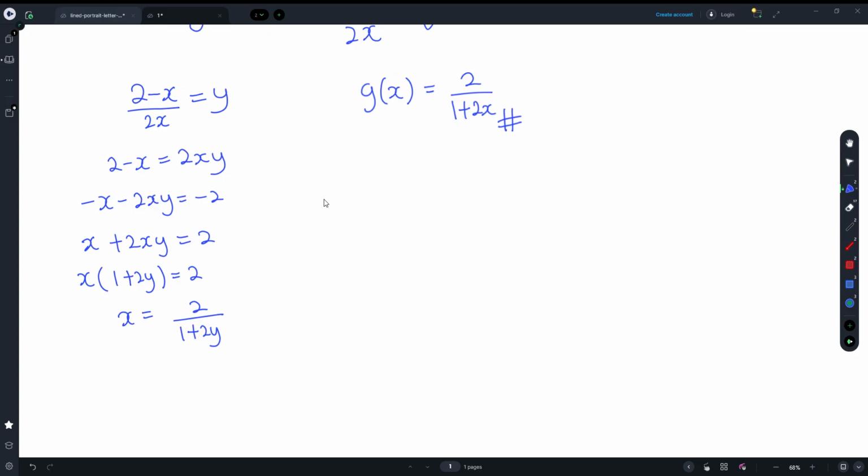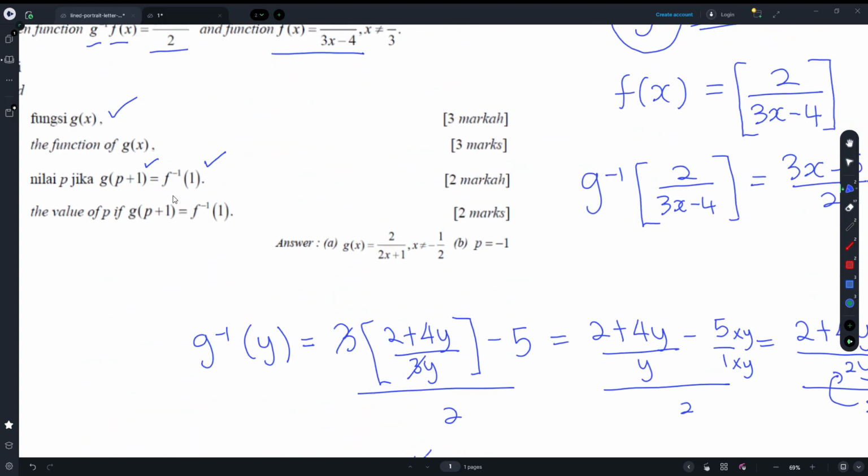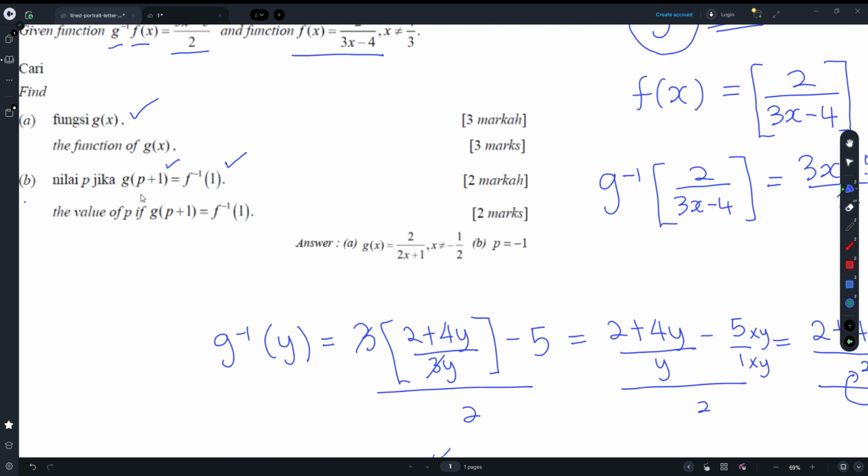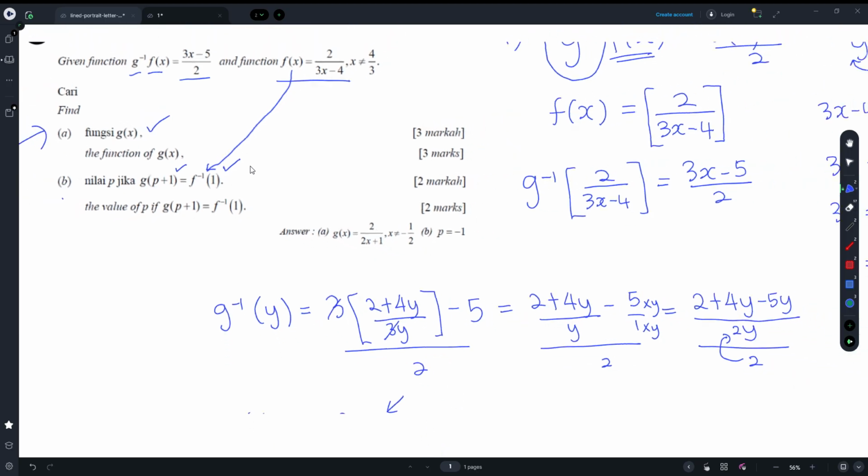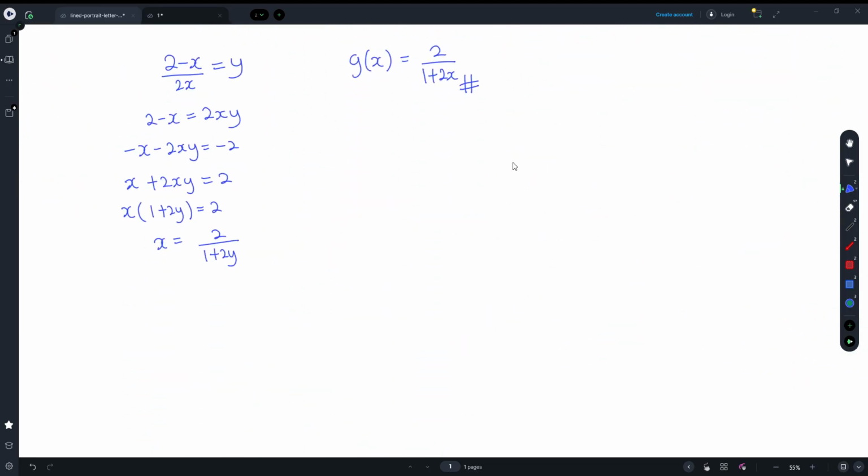As simple as that. Okay. So let's go to part B right now. They're asking us to find the value of P if g inverse of P plus 1 is equal to f inverse of 1. Okay, unfortunately, we only have function f. We don't have the inverse function. So first, we need to find the inverse function for the function f.